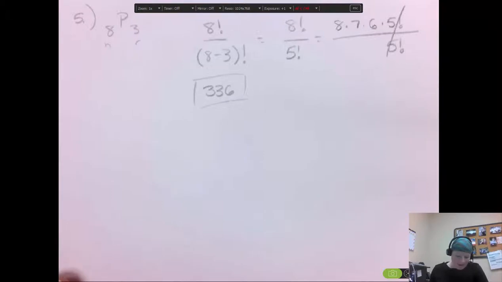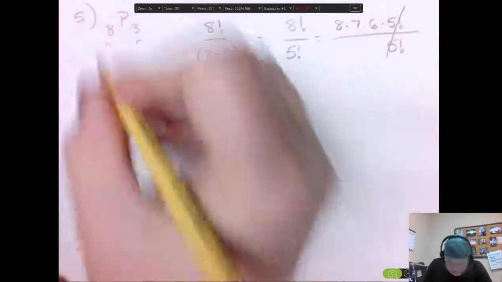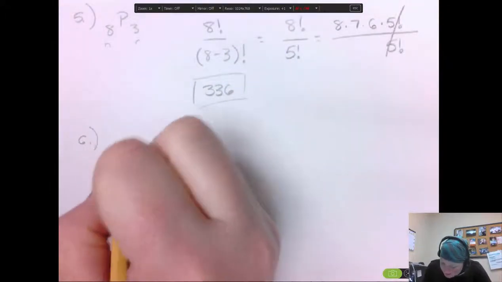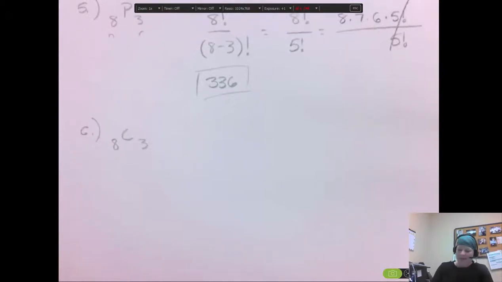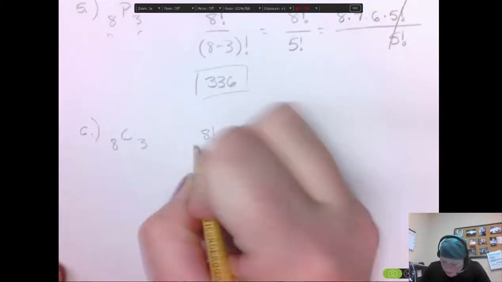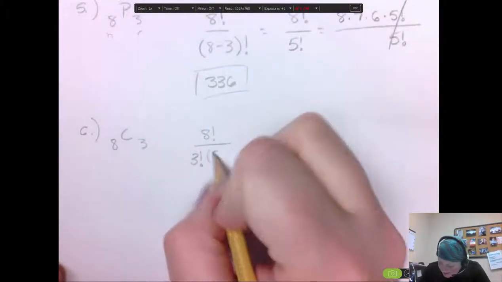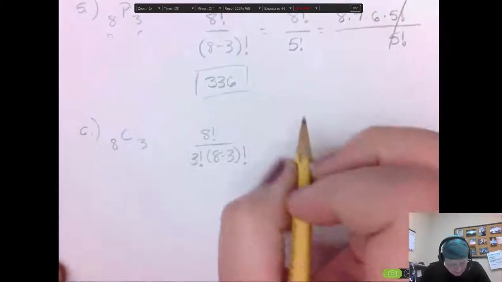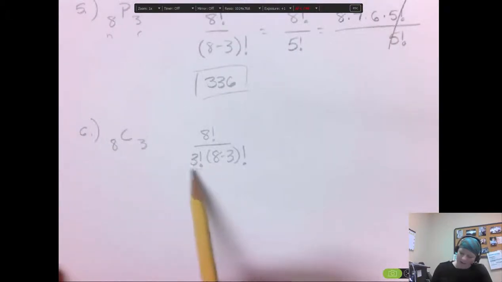All right, so let's look at something where order doesn't matter, a combination. Maybe we'll just do a combination first. What if I want the same thing, 8 combination 3? What if order doesn't matter, and I have 8 and I want to choose 3? What's it going to look like? Well, the formula says you would have 8 factorial over 3 factorial times 8 minus 3 factorial. So the difference is being divided by the r factorial.